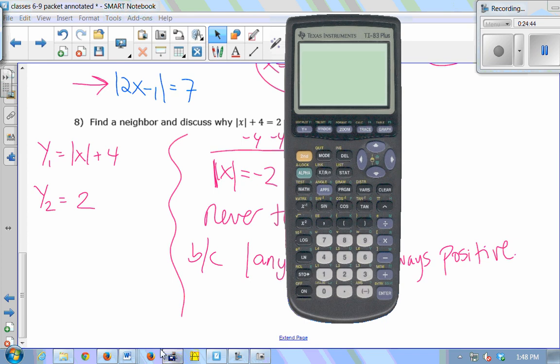That makes sense, right? So y equals I'm going to do the absolute value of x plus 4. So I do math, number, absolute value of x plus 4, putting the plus 4 outside the parentheses because it's not inside the absolute values. And 2. And then I'm just going to do zoom 6. And they never cross, right? So they have no points in common. They never intersect. So those two are never equal.